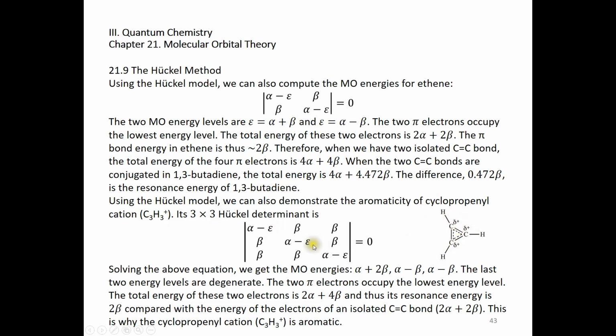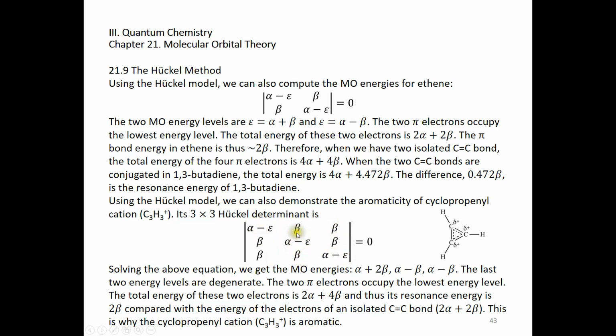Now let's write out a 3x3 determinant, because we have only 3 carbon atoms, each contributing 1 2p atomic orbital. So 3 2p orbitals will make 3 MOs. Since we make 3 MOs, we need a 3x3 determinant to determine the molecular orbital energies for the 3 MOs. So again, the diagonal terms have to be alpha minus epsilon, all 3 diagonal elements, and then the off diagonal elements are beta, beta here, beta, beta here, beta, beta here.